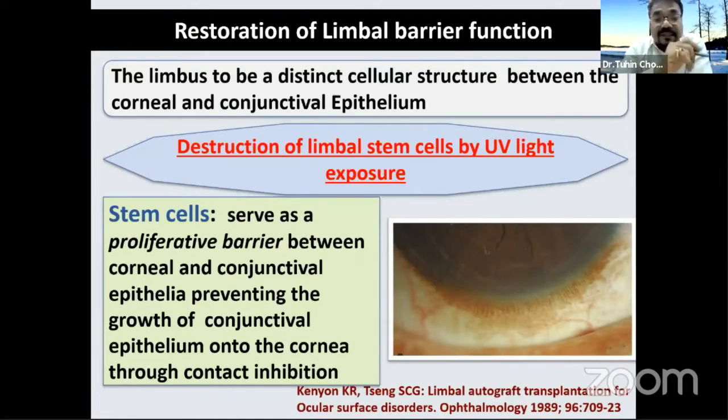So there is a destruction of the limbal stem cells by UV light, and that leads to pterygium formation. And as I mentioned earlier, stem cells serve as a proliferative barrier between the cornea and the conjunctival epithelium, preventing the growth of conjunctival epithelium onto the cornea through contact inhibition.